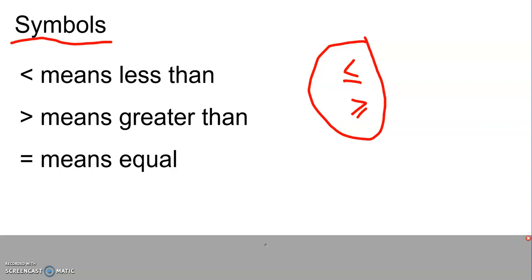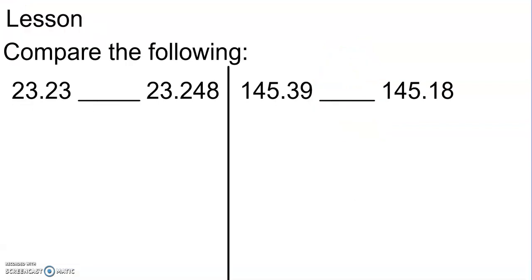So now that we have our rules and our symbols down, let's look at some examples. First, let's look at comparing. This is the less than, greater than, or equal to that we were looking at. So I have 2 sets of numbers here. I'm going to write the first set of numbers clearly, with enough evenly spaced room, because I want to make sure I can line up my digits the right way. So all I did was write the first number down.